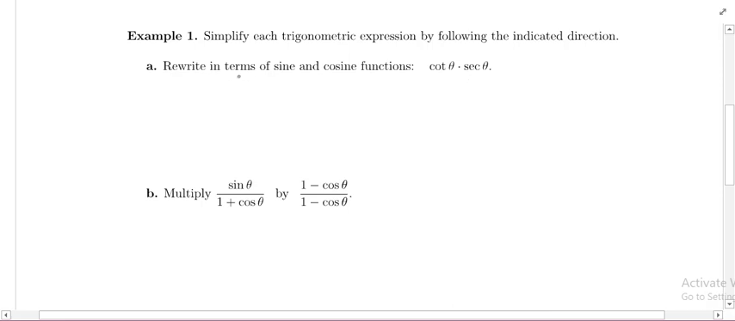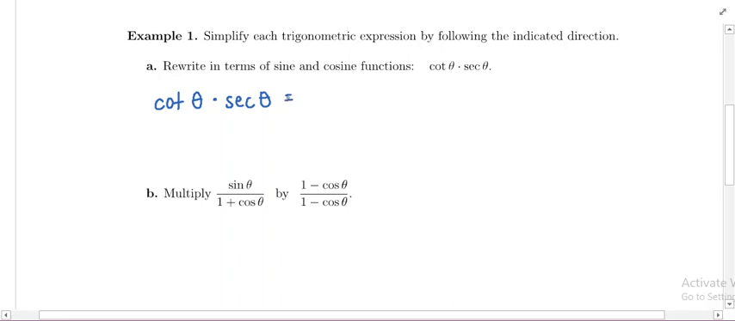When it says rewrite in terms of sine and cosine functions, we're going to take this expression and manipulate it, and we want to be left with an expression that has only sines or cosines. You no longer want to see a cotangent and you no longer want to see a secant. So let's try. We're going to start off with what we were given, cotangent of theta times the secant of theta, and we're going to start making some replacements.